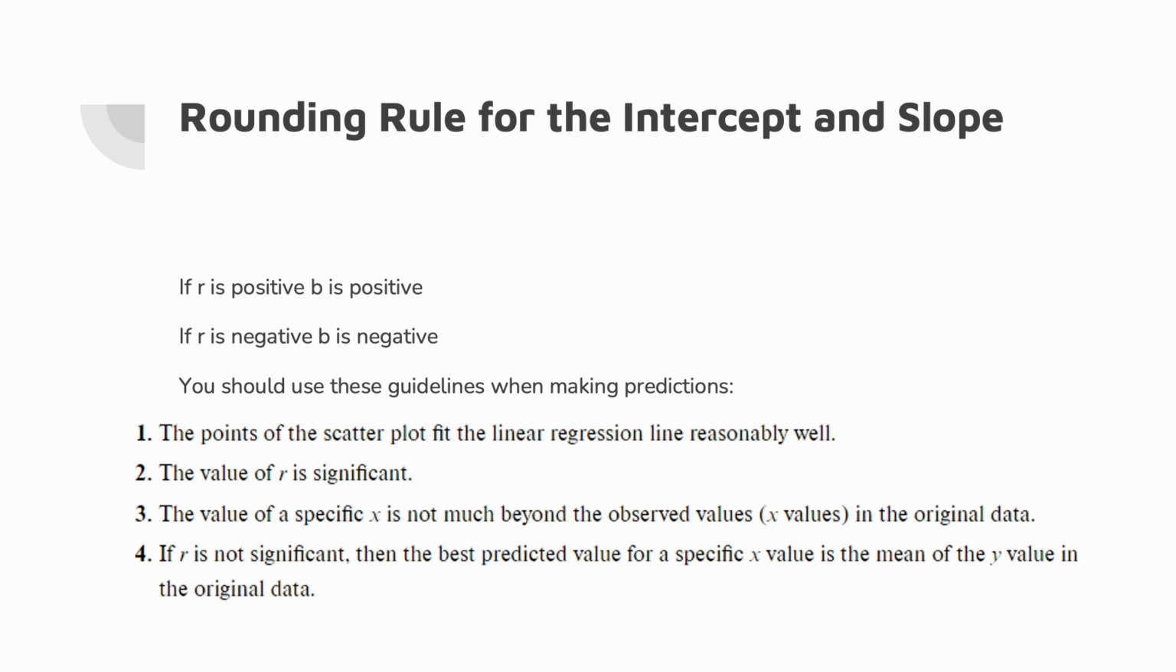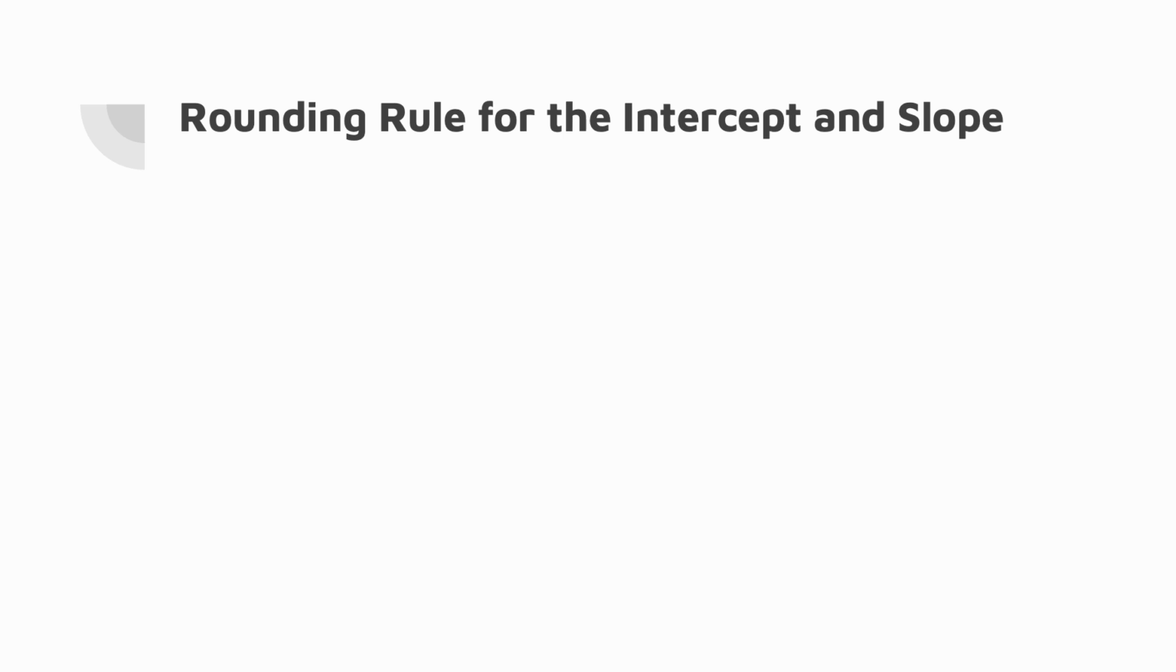If r is positive, then so is b, and if r is negative, b is also negative. And you should use these guidelines when making predictions. If the points of the scatter plot fit the linear regression line reasonably well, the value of r is significant. The value of a specific x is not much beyond the observed x values in the original data. If r is not significant, then the best predicted value for a specific x value is the mean of the y values in the original data.